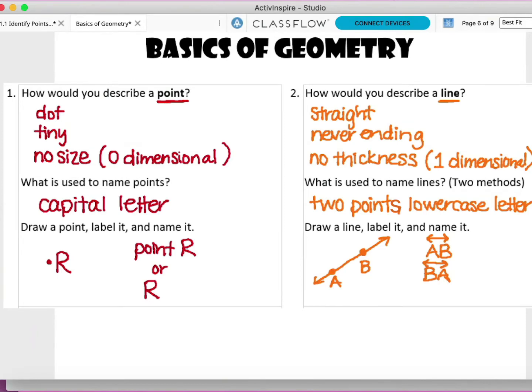And then for the lowercase letter, if I wanted to just keep this simple, I would put a lowercase letter near one of the arrows on the picture, and then I could just call that line lowercase r, or whatever lowercase letter you choose.